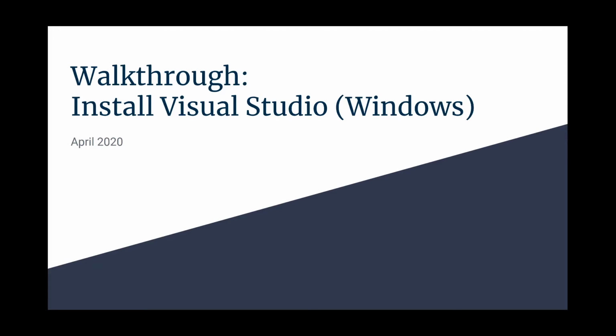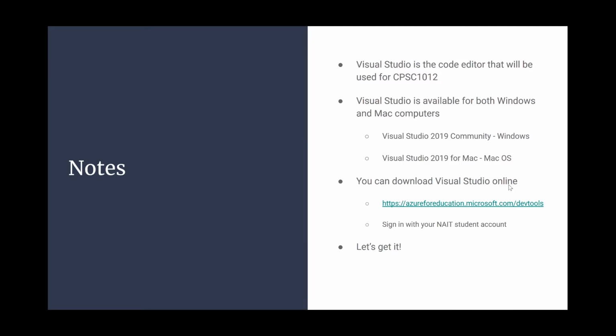Okay, hello everyone. In this video, I'm going to walk you through how to download and install Visual Studio Community Edition for your Windows machine. Now, Visual Studio is the code editor that we're going to be using for CPSC 1012, the Programming Fundamentals course for Digital Media and IT. And Visual Studio is available for both Windows and Mac computers. So even if you have a Mac, you're going to be okay here.